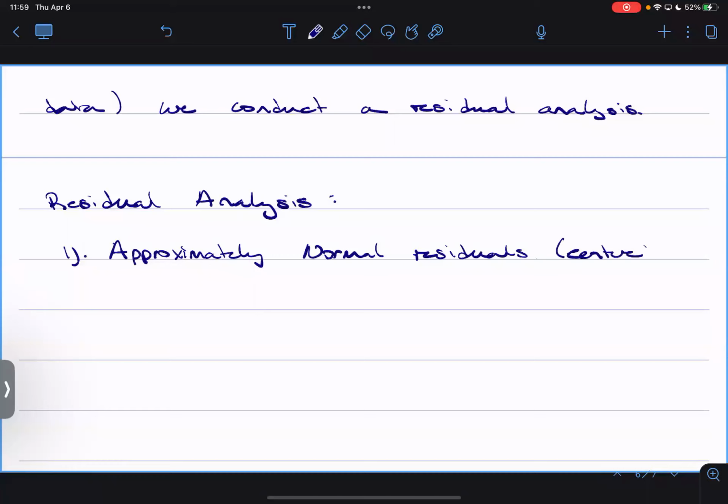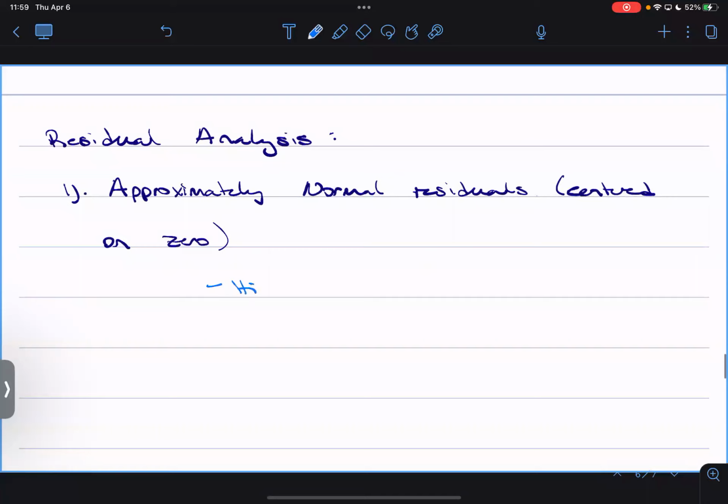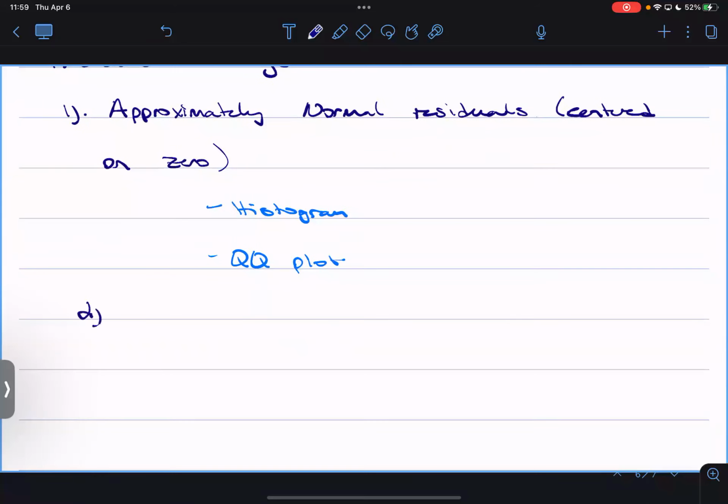I will add centered on 0. What can we do to check that? You can make a histogram and just look at them. You can make a QQ plot. Got lots of options. QQ plot, quantile plot, also fun to say. So that one's not too bad.